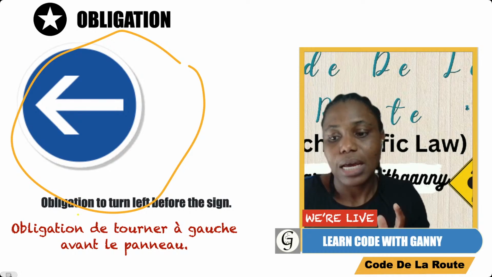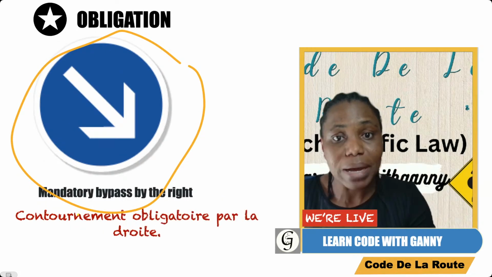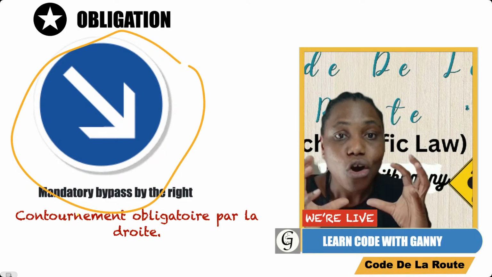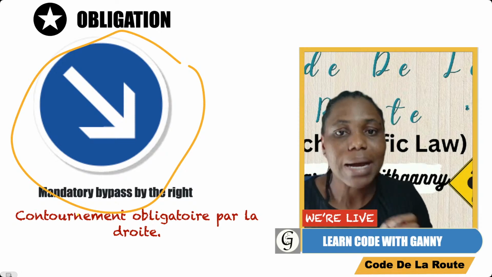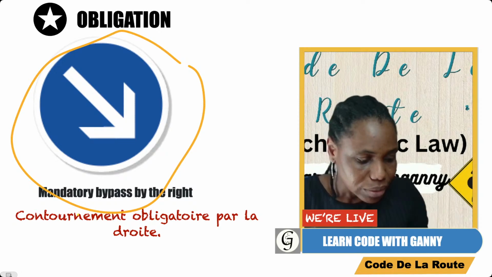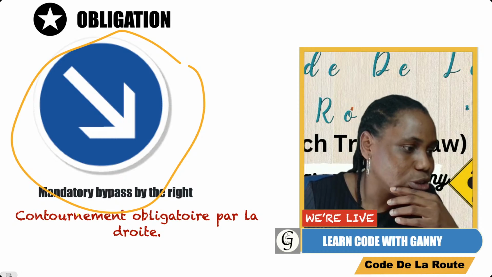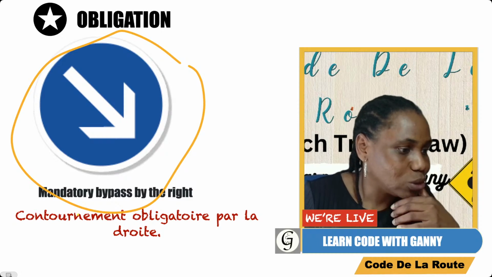That's the meaning. And the next one is talking about mandatory bypass by the right. In French they call it contournement obligatoire par la droite. Maybe there is a line, let me try to draw it so that you can see. Maybe you are going on the road. Let me see if I can draw it.